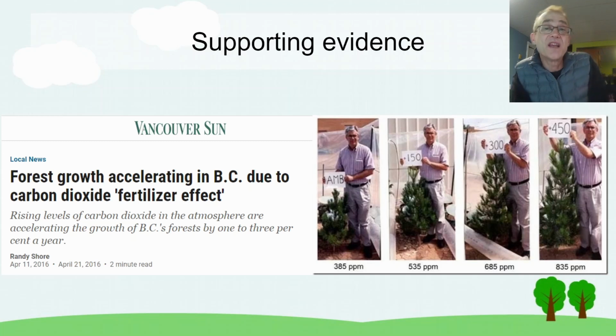Here's some information that I feel supports my theory that plant growth rates will rise to accommodate increased carbon dioxide emissions.